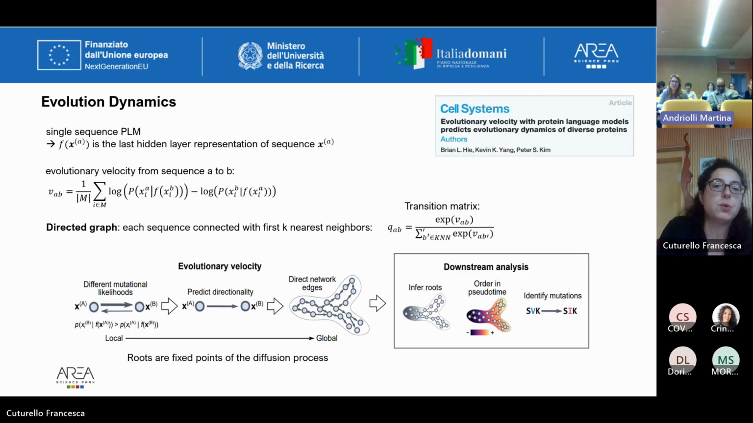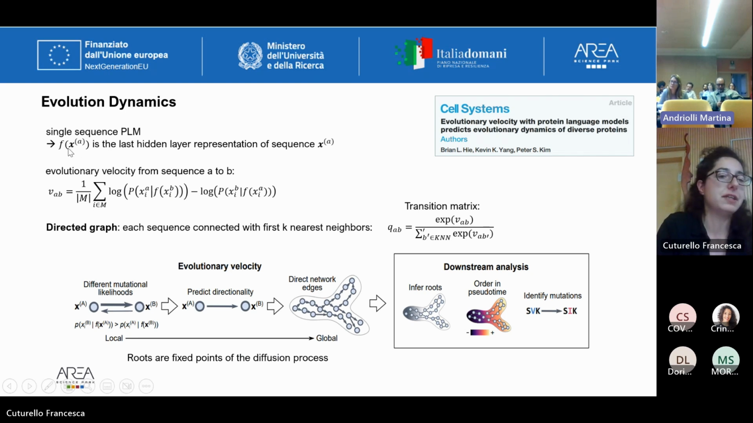And here I want to give you an example of a recent work that to me is really interesting, and it showed us that we can really do something in this context. So what these people did, they took a single sequence protein language model, and of course, they took the last hidden layer representation, as I was saying.